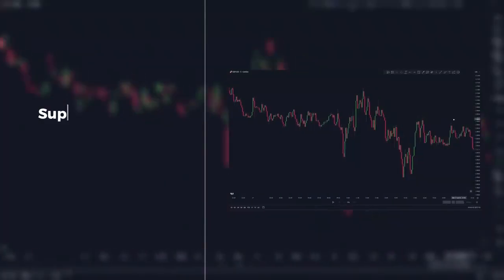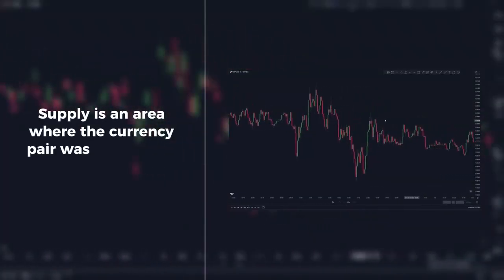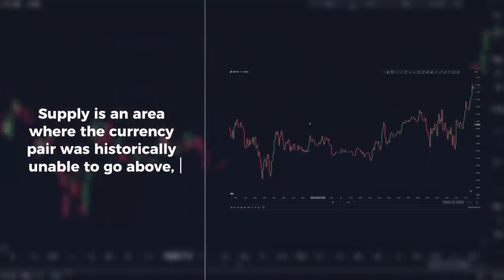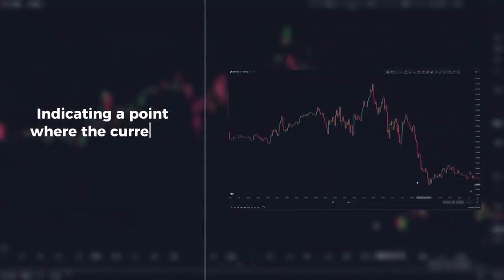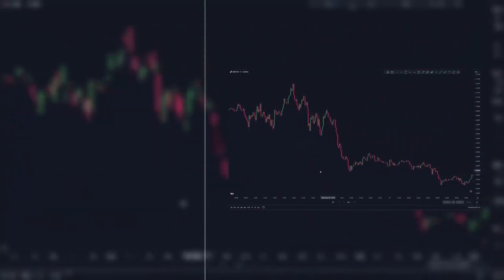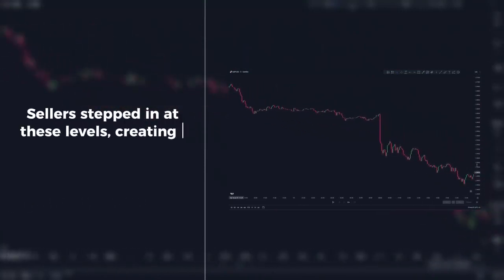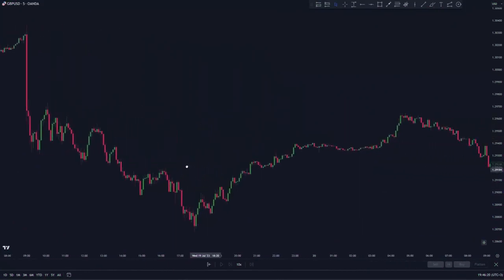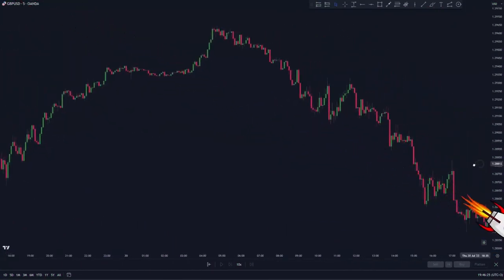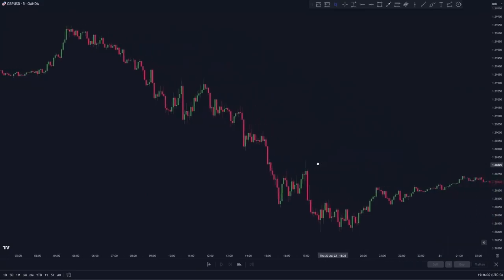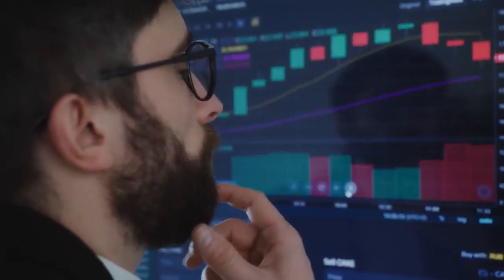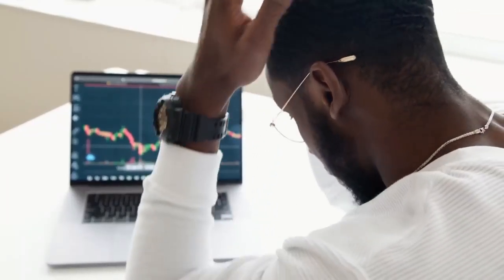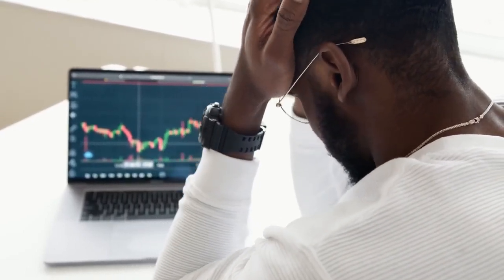Let's get into it. So what exactly is supply and what is demand? Well, supply is an area where the currency pair was historically unable to go above, indicating a point where the currency was perceived as overvalued. Sellers stepped in at these levels, creating a downward pressure on the price. A supply zone can signal potential selling opportunities in the future if the price revisits that area. Traders expect that the large sell orders responsible for the previous downward movement might still be present, leading to another price decline.